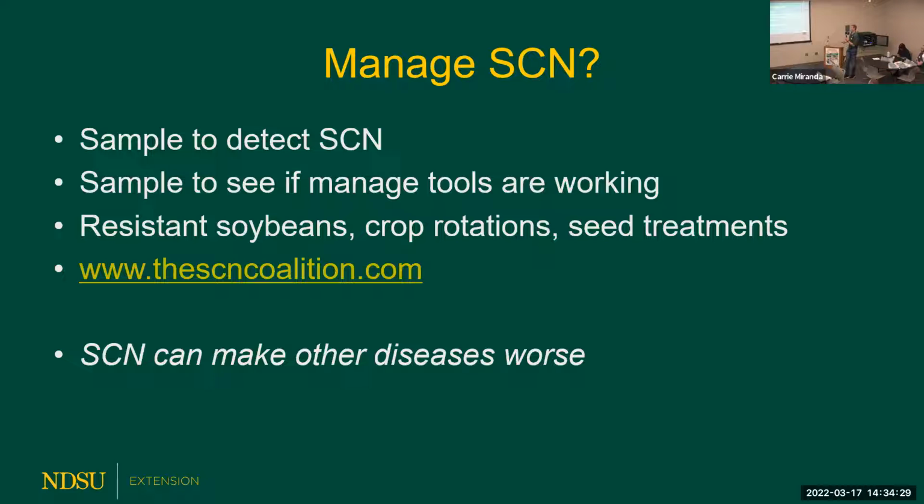Managing it. I had mentioned resistance, but a lot of the major source of resistance is becoming overcome. Crop rotation works with non-host crops, but again, dry beans, a crop grown on almost 1 million acres, is also a host to it. Some seed treatments.